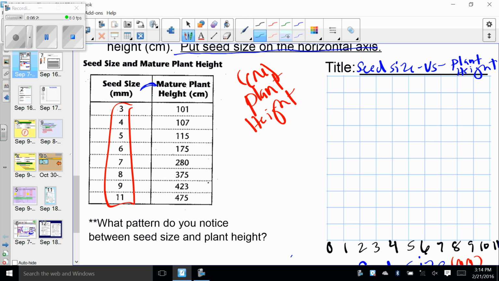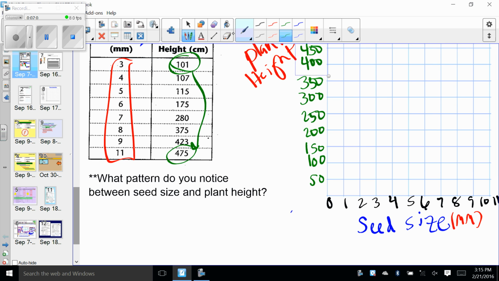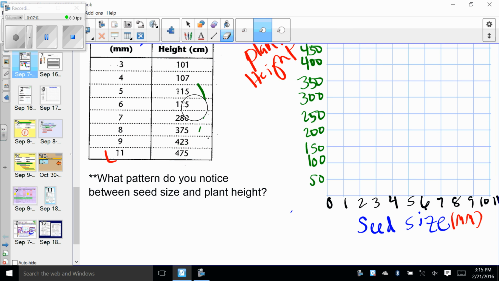For my plant height, I'm ranging from really 100 to almost 500. So I need to get that scale over here as well. I have to decide, can I go by 25s, 50s, 100s? 100s would be too small. I think I'm going to go by 50s. So 50, 100. So this is the plant height. 150, 200, 250, 300, 350, 400, 450, 500. That should be able to get all the data points on the graph. Go ahead and take care of that if you will, please.